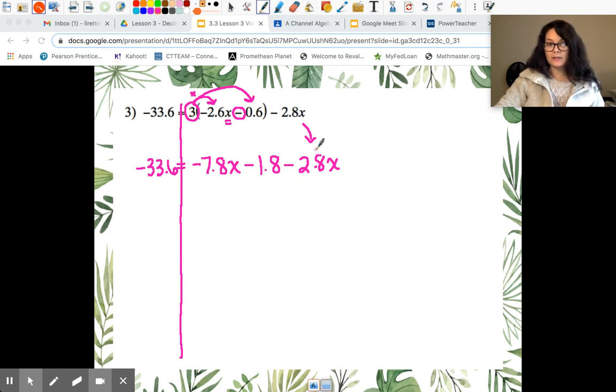and this term has an x. I have two variable terms. Because I've got two variable terms, I want to combine them. Now keep in mind they're both negatives.